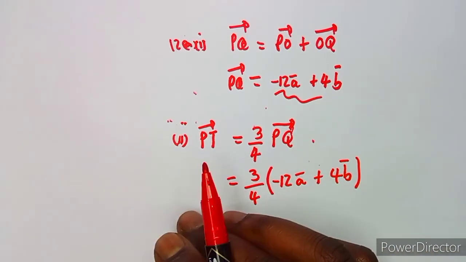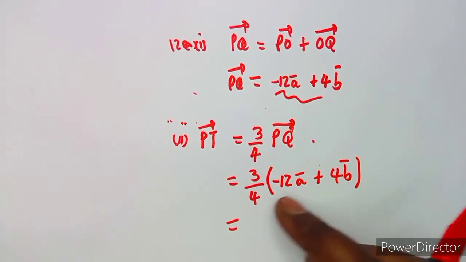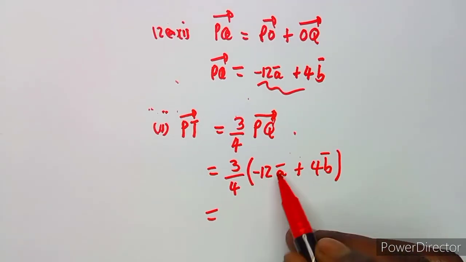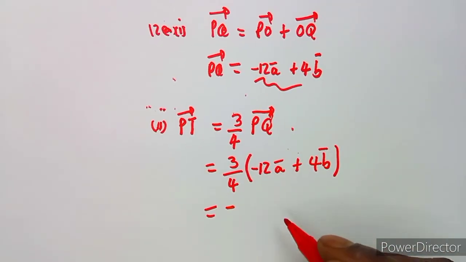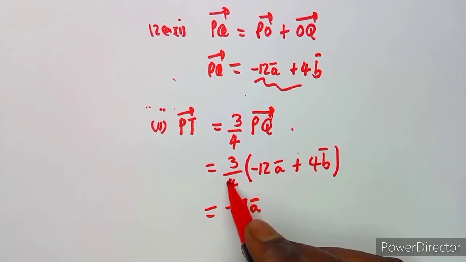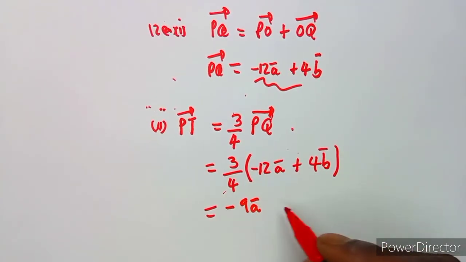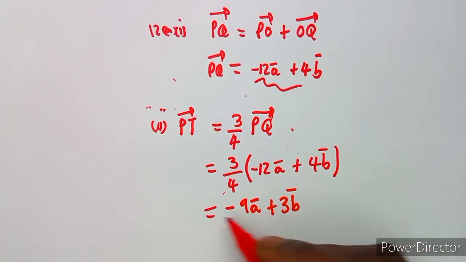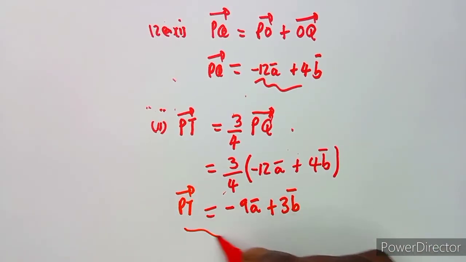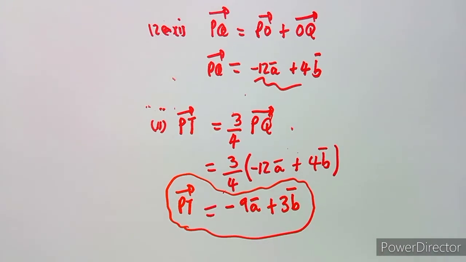Now this one is simply multiplication. We are simply multiplying 3/4 times minus 12. That's minus 9, so it's going to give us minus 9a. 3/4 times 4, this will cancel, so it's going to be plus 3b. So that is our vector PT. As you can see, this was just an application of the ratios, and the other part was just a normal application of the sizes that you are given, because already they are there. So that's what we had, guys, on this part.